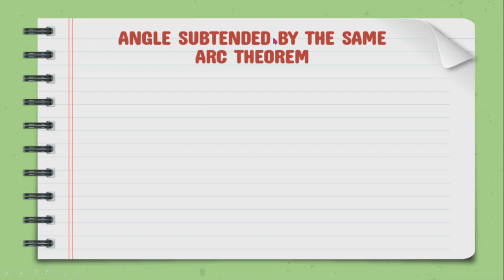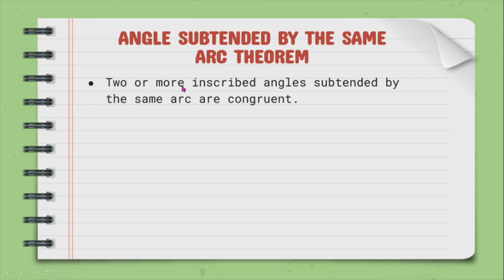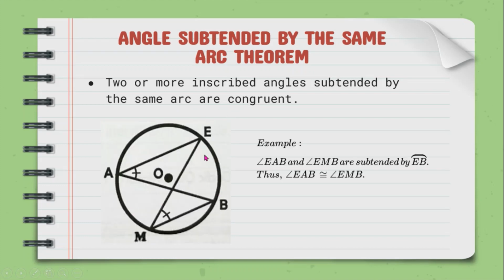Next, angle subtended by the same arc theorem. Two or more inscribed angles subtended by the same arc are congruent. So given this illustration, if angle EAB here and EMB are subtended by this arc EB, therefore this angle EAB here is congruent to this angle EMB, since they are subtended by the same arc EB.